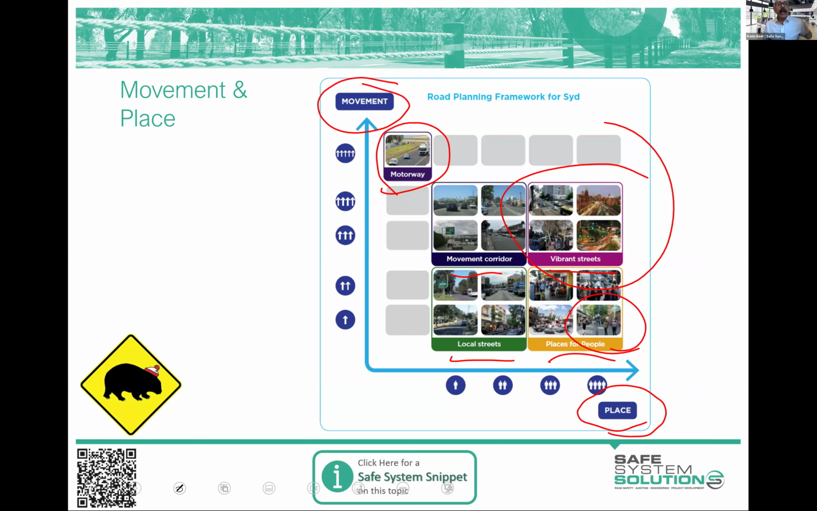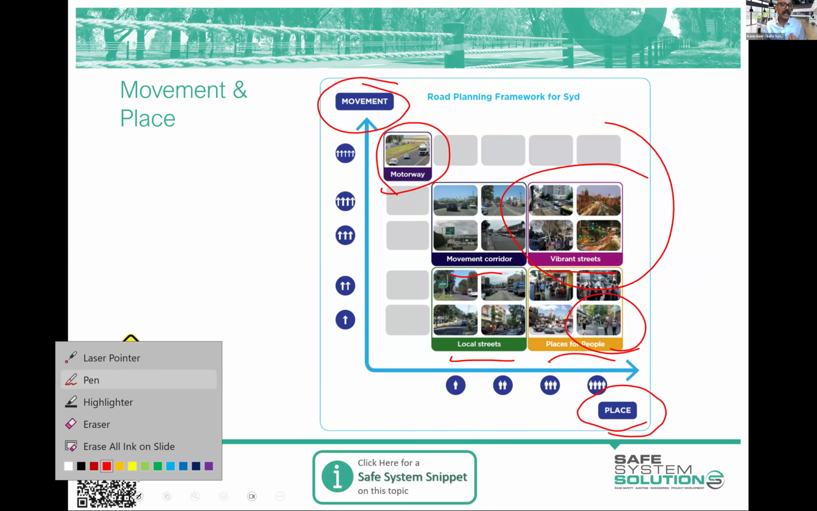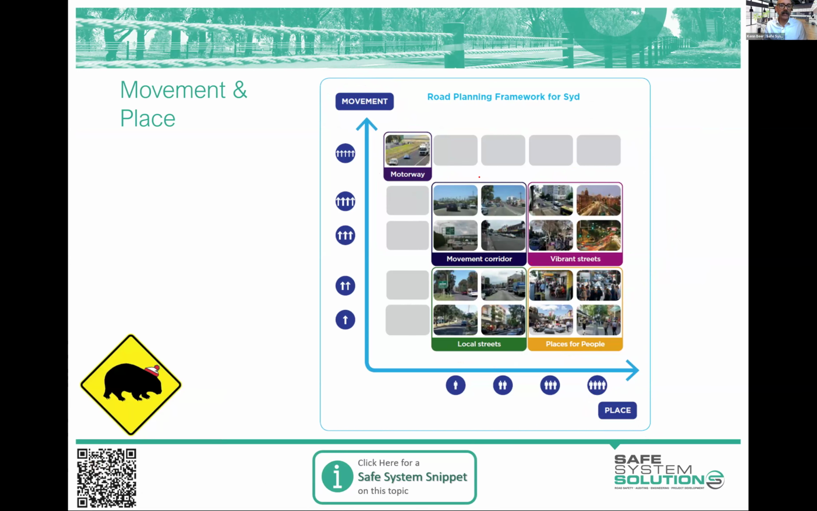So why, as safe system practitioners or safe system assessors, do we care about this? Well, the reason we really care about it is that you can create safe system environments in any of these categories, using different techniques and different infrastructure and different characteristics. But you can also do things to get better alignment with safe system principles that go against this. So let me explain that.